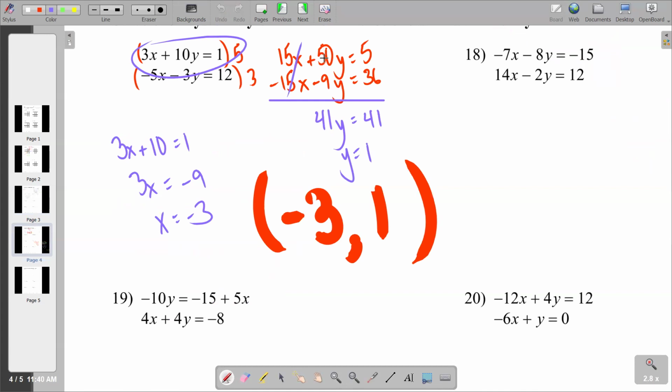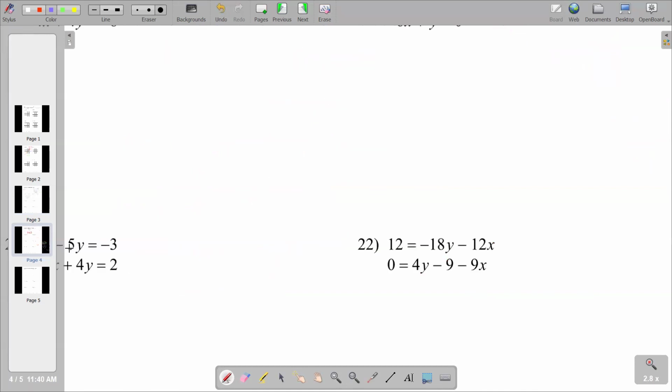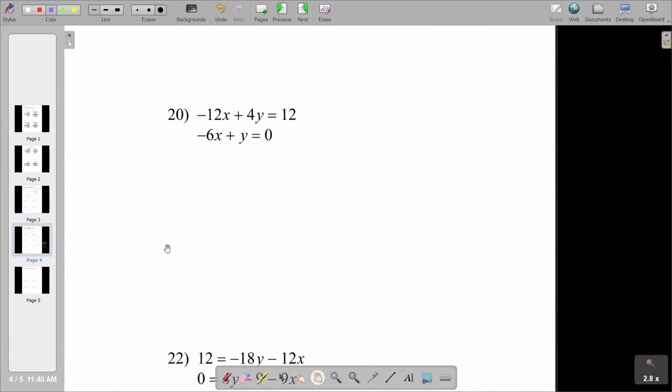I'm just going to get caught up to you, Bella, just to make sure that everything has gone perfectly. So this one here. Which variable did you eliminate? Did you eliminate x's or y's? X's? So I'm guessing you multiplied this equation by -2. Fantastic. So your top equation stays the same, -12x plus 4y equals 12. And your new bottom equation should be +12x minus 2y equals 0. Okay, so we match so far.